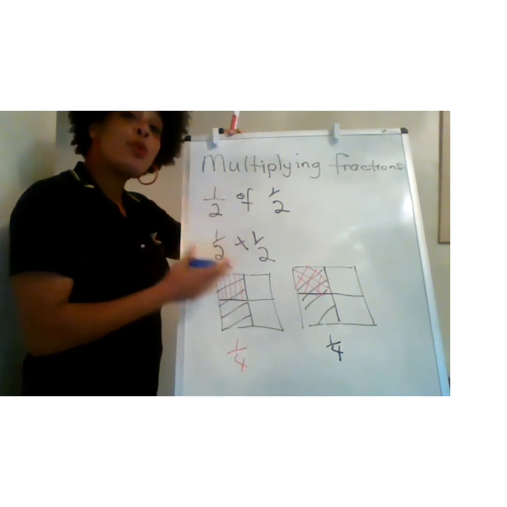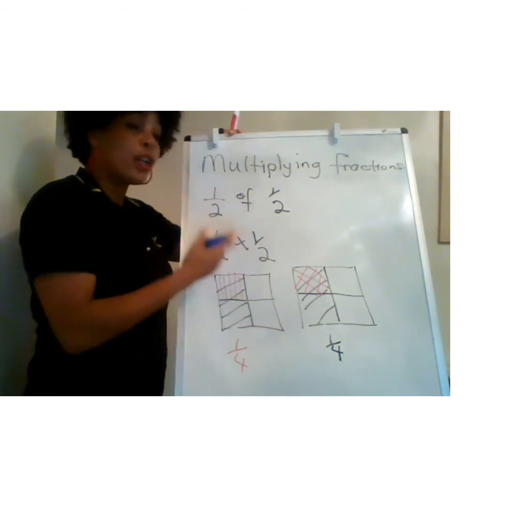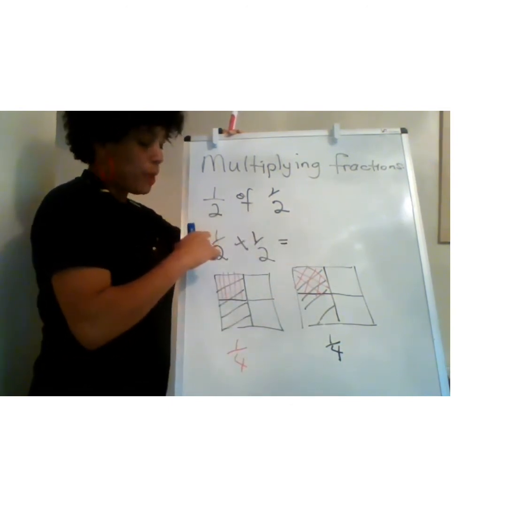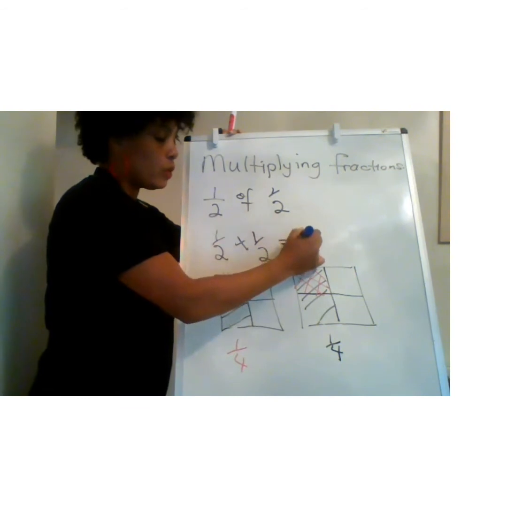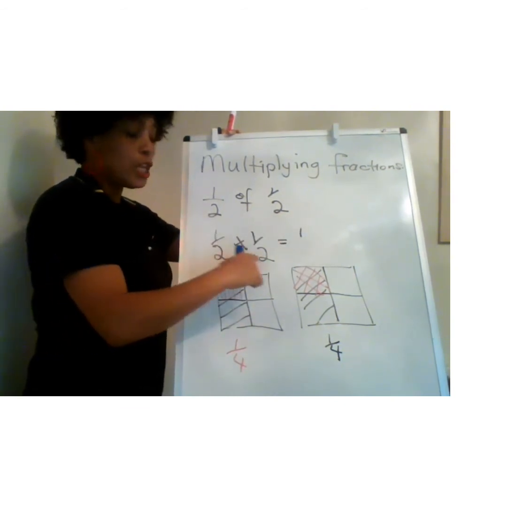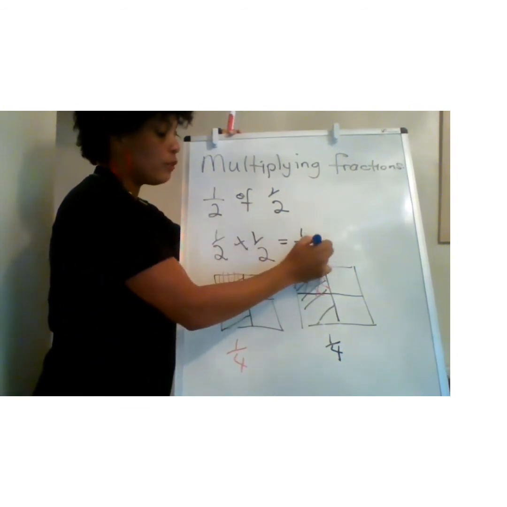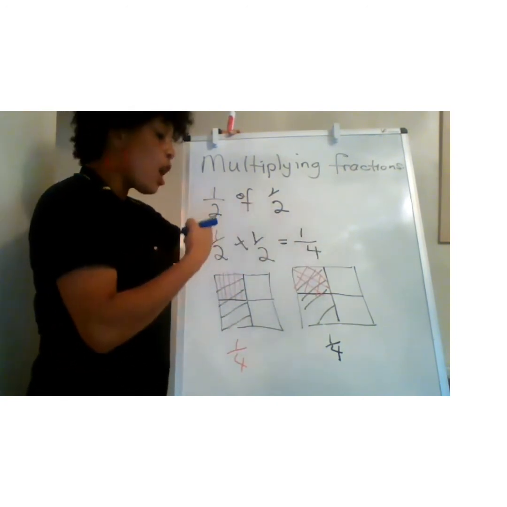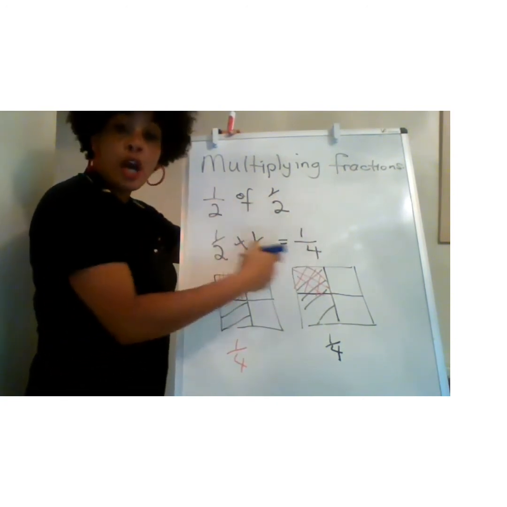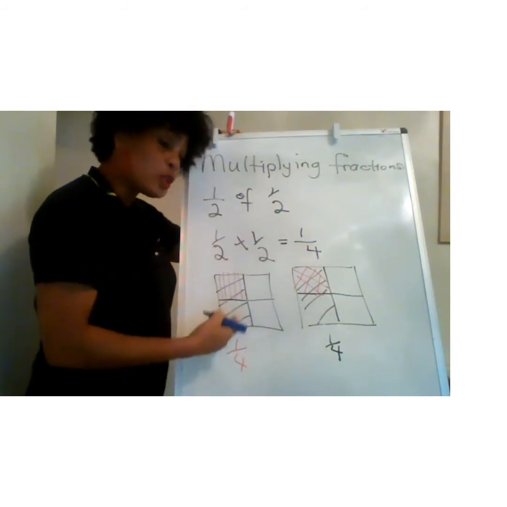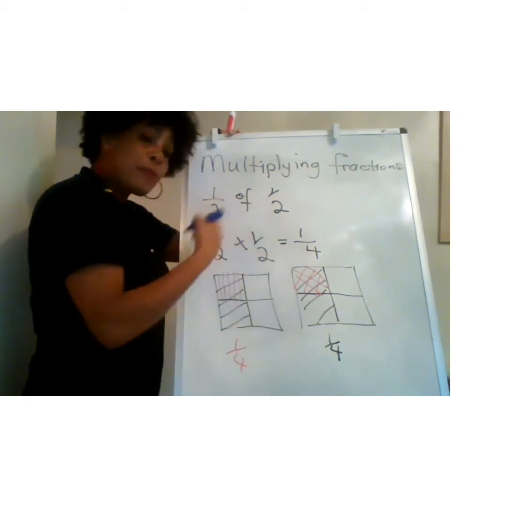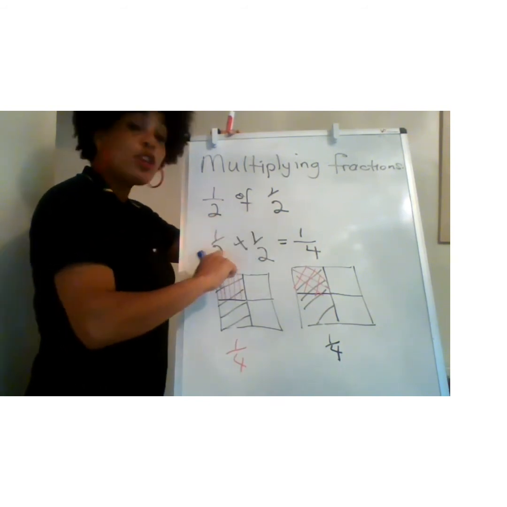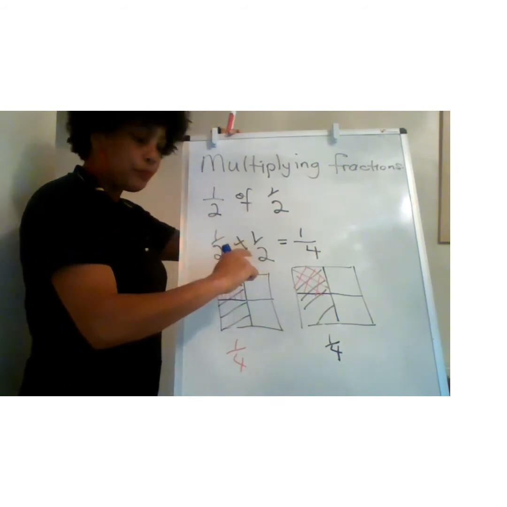Now let's look at how we would work that if we were given it to work without a diagram. All you would do is multiply the numerator by the numerator, which is 1, and the denominator by the denominator, which is 4. So we have 1 out of 4. So a half of a half, or a half times a half, is 1 out of 4. And here's a picture of what is really going on. So when we're multiplying fractions, we multiply the numerator by the numerator and the denominator by the denominator.